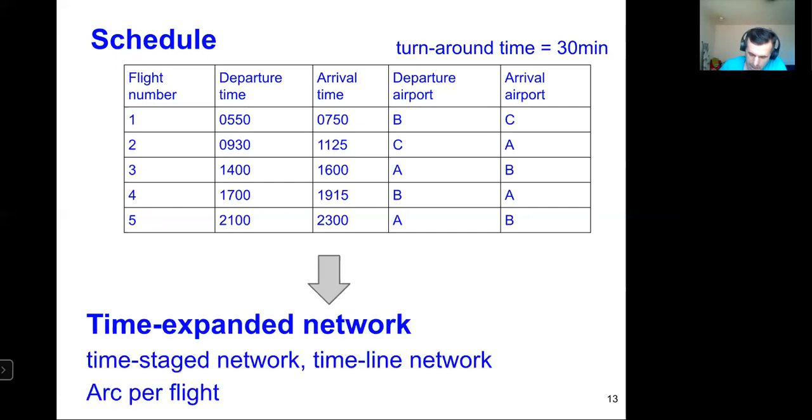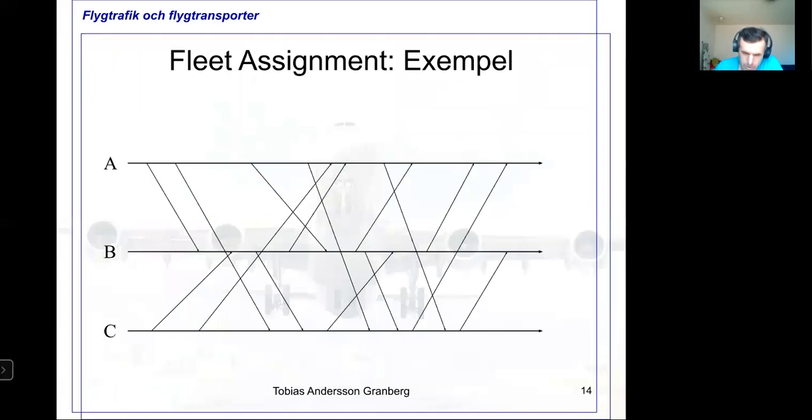Okay. And starting from the schedule, we create the so-called time expanded network. It also has other names, time stage network, timeline network, but the important part is that it has an arc, a directed edge for every flight in your schedule. So again, this is one example that you might have had in TNFL 01. Here, every airport is represented by a horizontal line, like A, B, and C. And well, every flight goes from one airport to another, and the time goes from left to right.